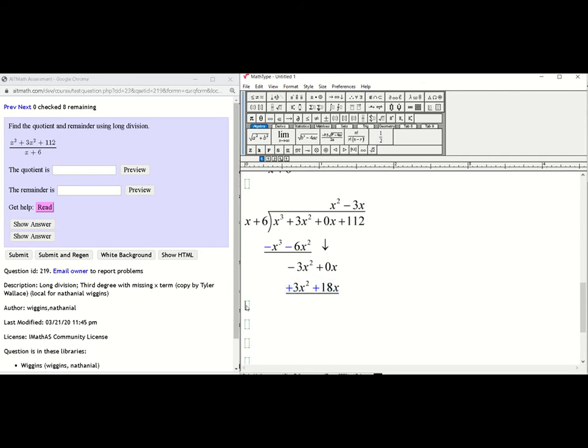So now that one's going to 0 out, and it looks like I have an 18x. Cool. Now we need to drop the next element, which is going to be that 112. And how many times does x go into 18x? Well, it goes in 18 times. 18 times x is 18x.